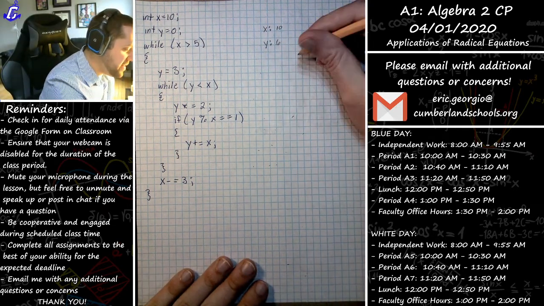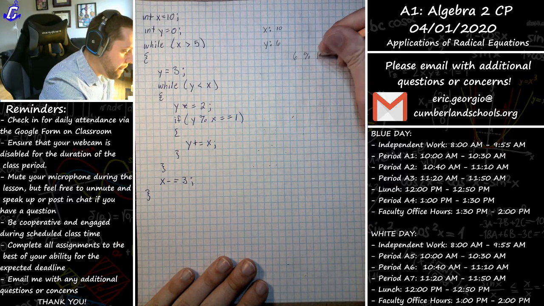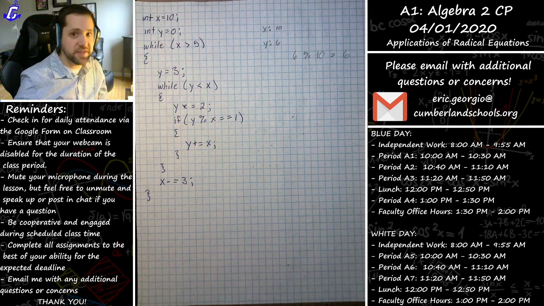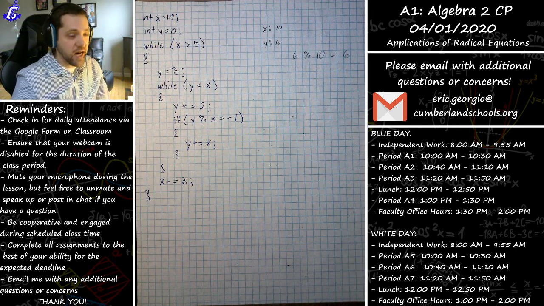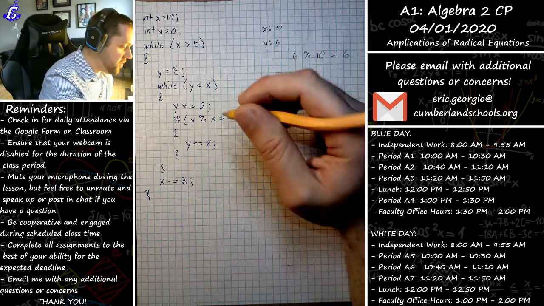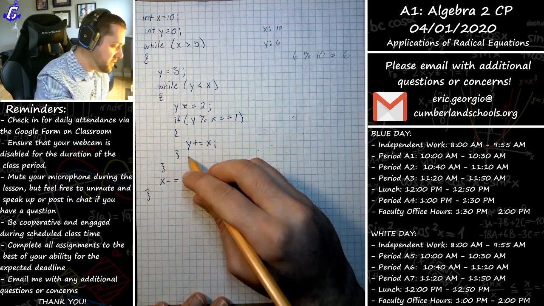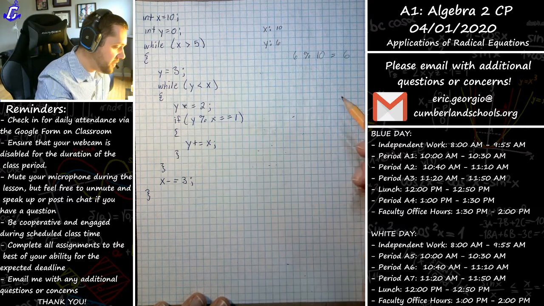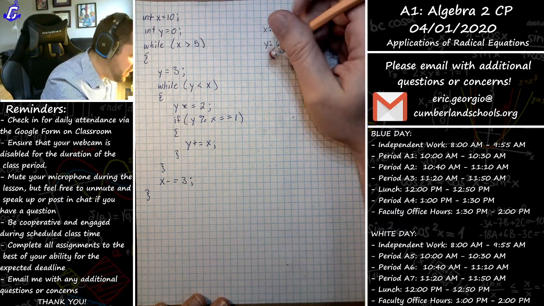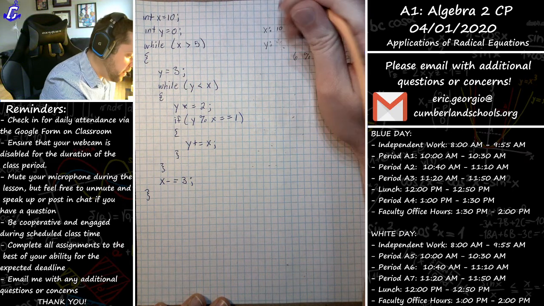So 6 mod 10 would equal 6, because how many times does 10 go into 6? It goes in 0 times, and there's 6 left over, and that's what mod is really concerned with. So this is not true, so it's not going to do this. It's then going to go back to the top of this while loop. It's going to increase Y by multiplying it by 2, so now Y is going to be 12.